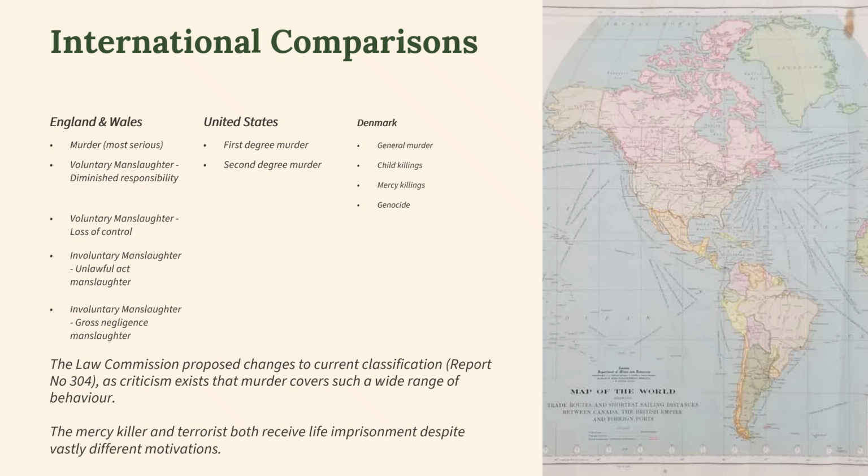In the United States, they have something which is called first-degree murder and second-degree murder. In Denmark, they look at other categories: general murder, child killings, mercy killings, and genocide.